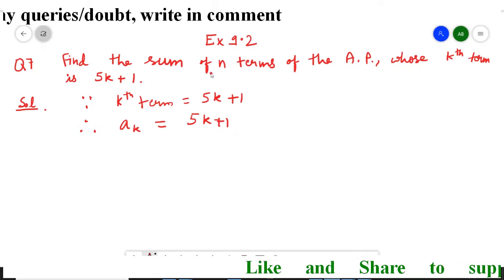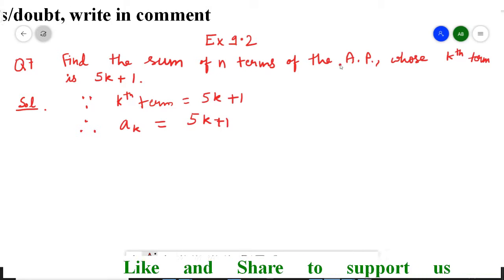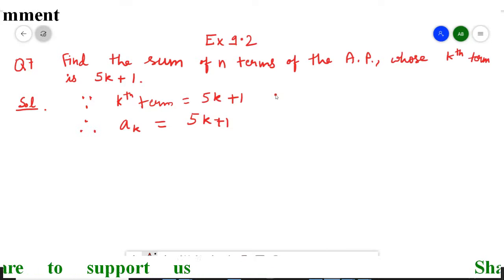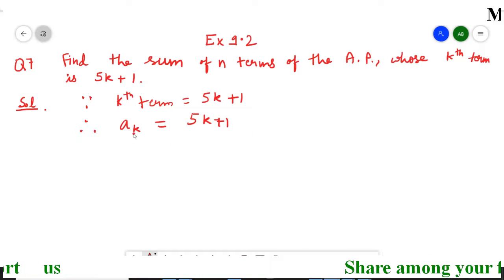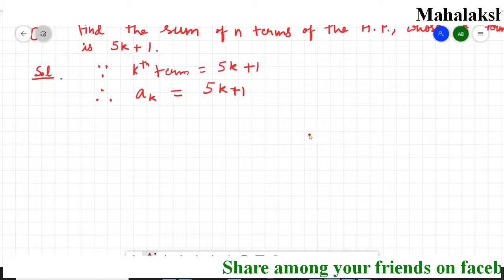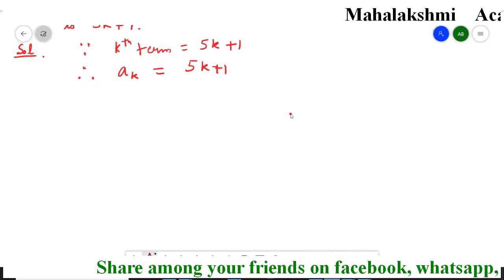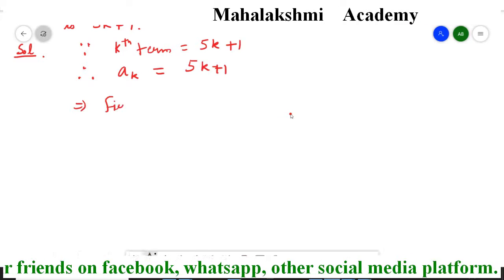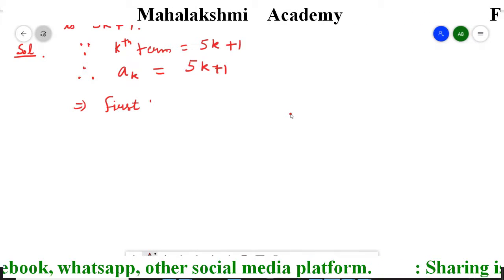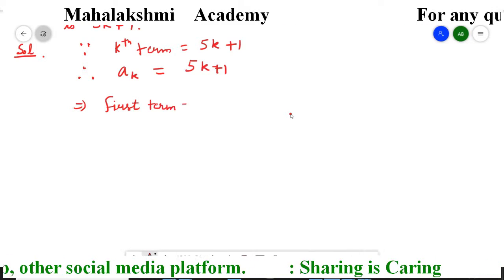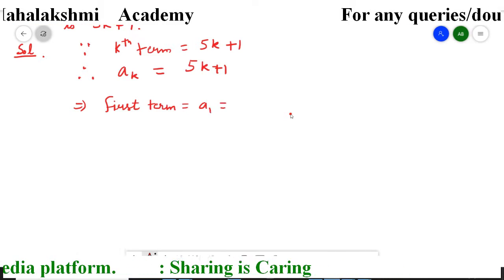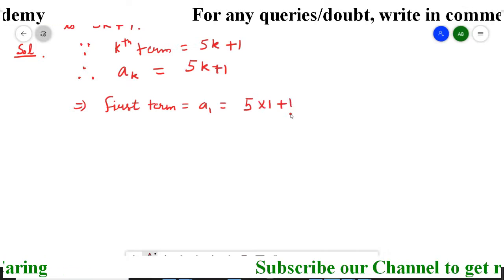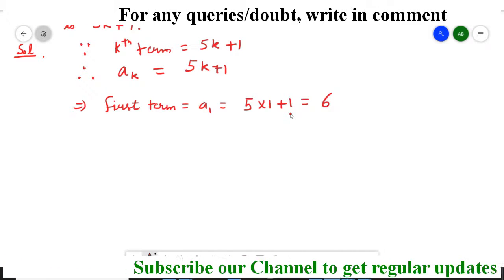Now to find the sum of n terms of the AP, we need the first term and common difference. That's why with the help of AK we can calculate the first term. So we'll write down here, which implies first term, that is A1. Instead of k we'll write down 1. So it's going to be 5 multiplied by 1 plus 1. It's going to be 6.